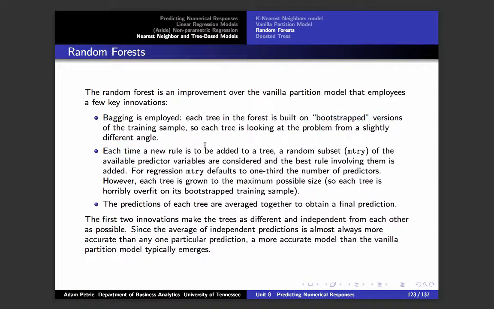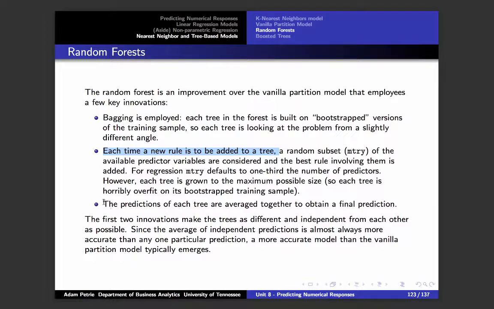And then more importantly, each time a new rule is to be added to the tree, a random subset of the predictor variables you have available to you are allowed to be the basis for that rule. So we don't exhaustively go through every single possible rule we could add to the tree to improve it. We just select, say, maybe 3 or 4 predictors at random and say, well, what's the best one of the rules from those predictors? We'll add that. And then we'll also actually grow the tree to the maximum possible extent. Each individual tree in the forest actually has each individual in its own node at the very end.